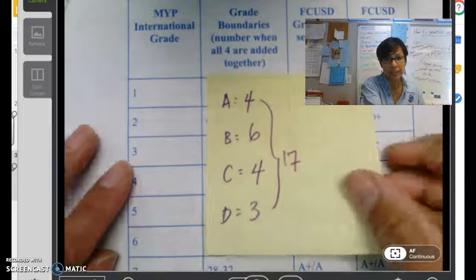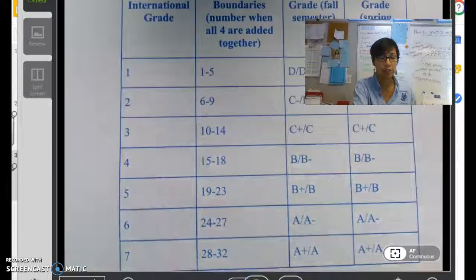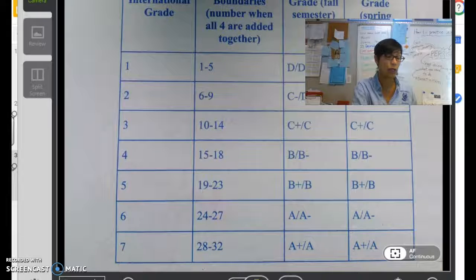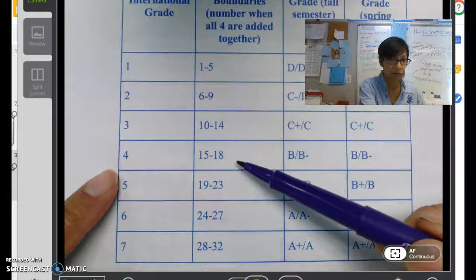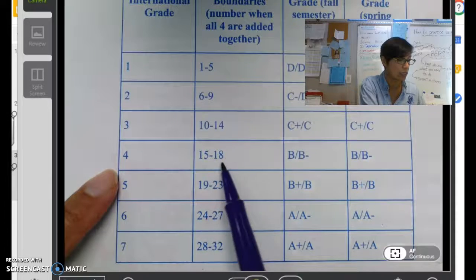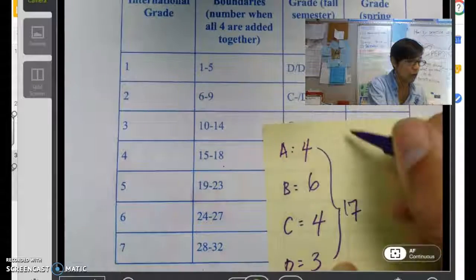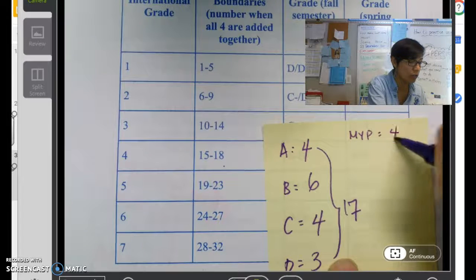So on the planner, on page 10, you will see a chart, which is the guideline for figuring out what the letter grade would be. So looking for 17, MYP international grade for 17, which is between 15 and 18, is a 4. So your MYP international grade is a 4.